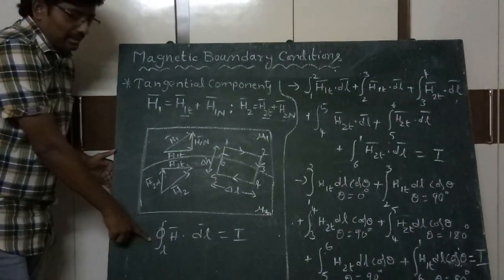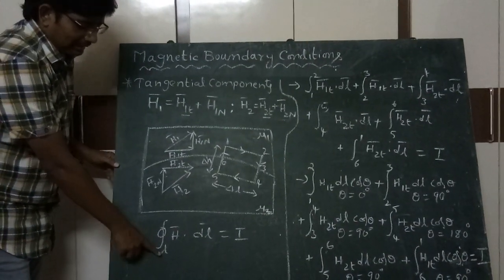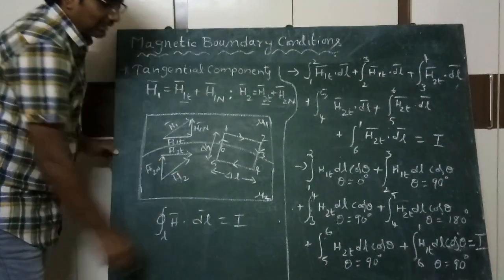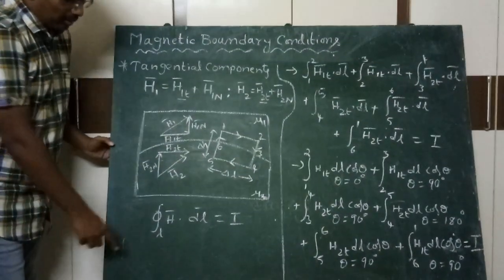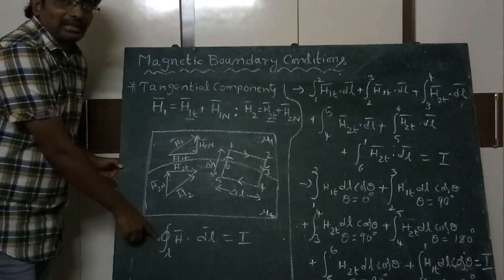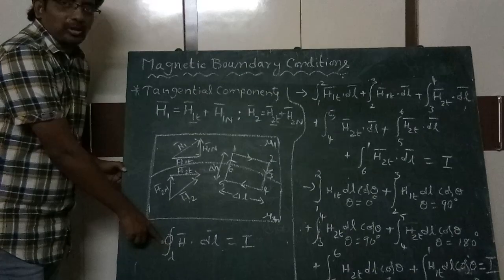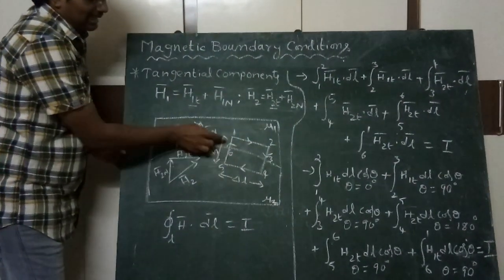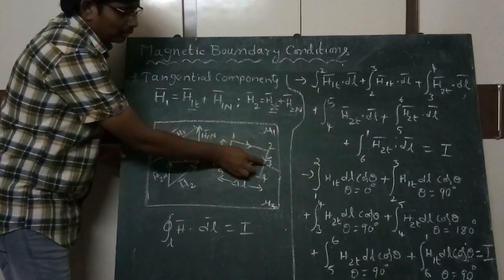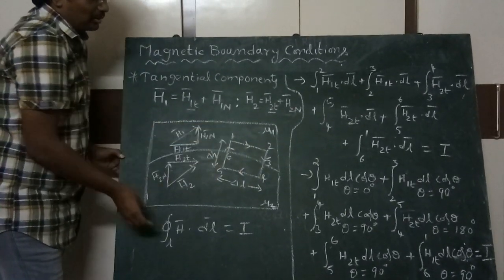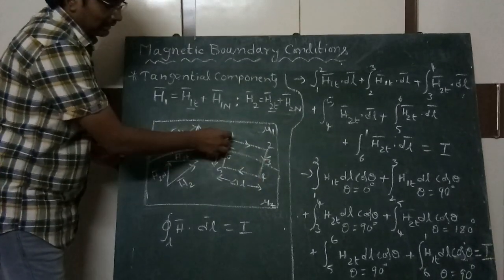Now, in order to determine the tangential component of magnetic field intensity, we need to use Ampere's circuit law. Ampere's circuit law states that the line integral of magnetic field intensity around a closed path is equal to the total current enclosed within the closed path. So, we need to consider a rectangular closed path, and that closed path must be symmetrical about the boundary. This is a rectangular closed path with segments 1 to 2, 2 to 3, 3 to 4, 4 to 5, 5 to 6 and 6 to 1. This is the direction of the closed path.